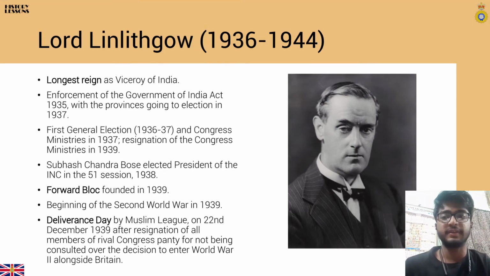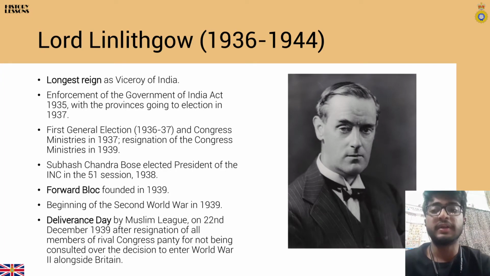Next Viceroy of India was Lord Linlithgow, from 1936 to 1944. He was the longest serving Viceroy of India. The Government of India Act was enforced in 1935, with the provinces going to elections in 1937. The first general election in 1936-37 and the Congress ministries in 1937 happened during his reign. The Congress ministers resigned in 1939.